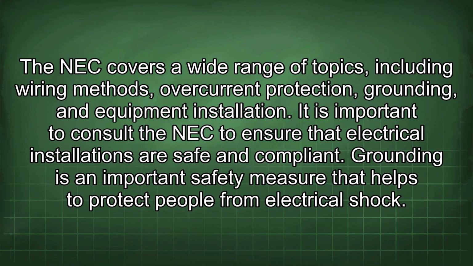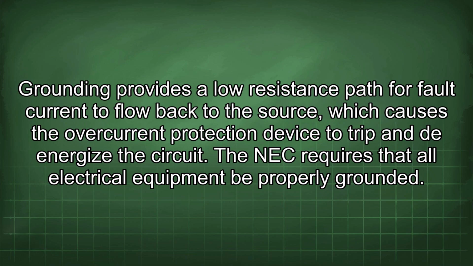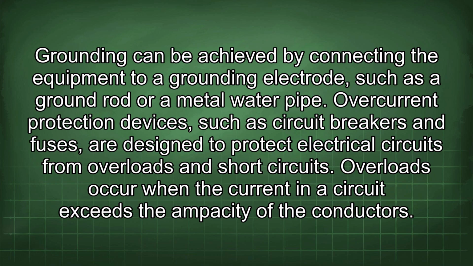Grounding is an important safety measure that helps to protect people from electrical shock. Grounding provides a low-resistance path for fault current to flow back to the source, which causes the overcurrent protection device to trip and de-energize the circuit. The NEC requires that all electrical equipment be properly grounded. Grounding can be achieved by connecting the equipment to a grounding electrode, such as a ground rod or a metal water pipe.